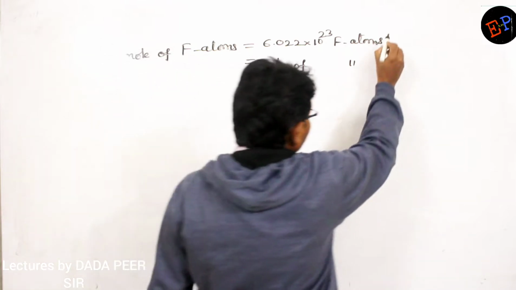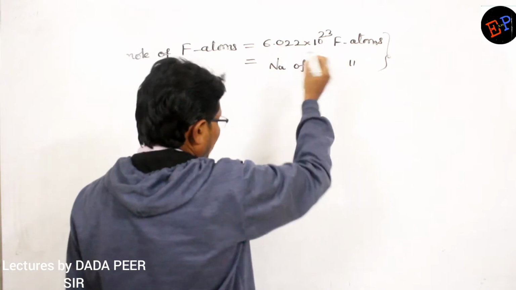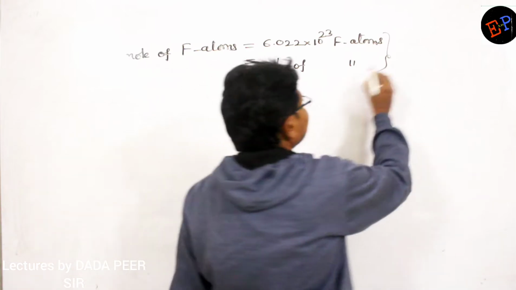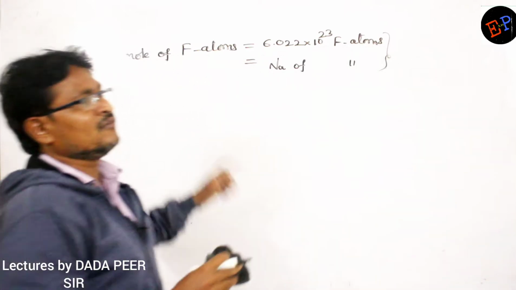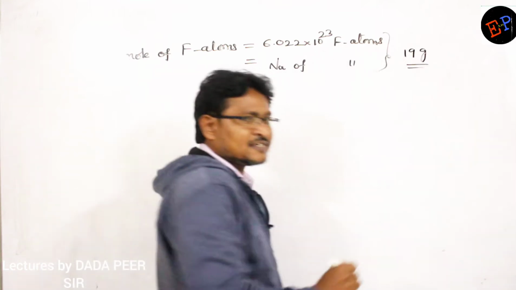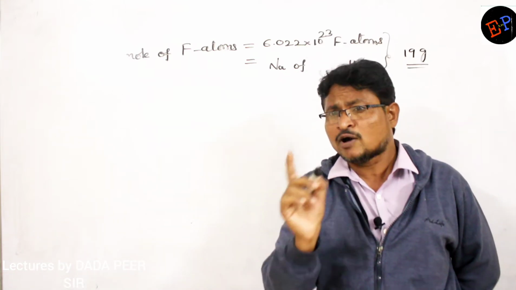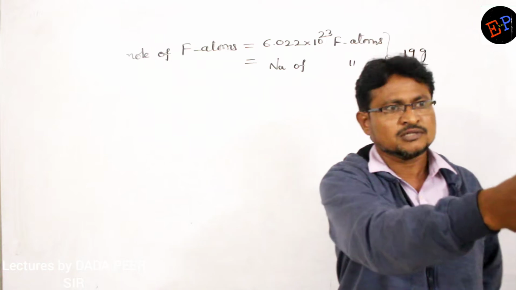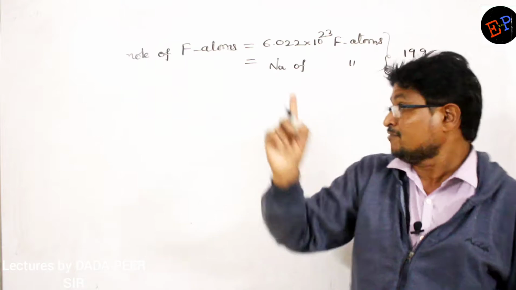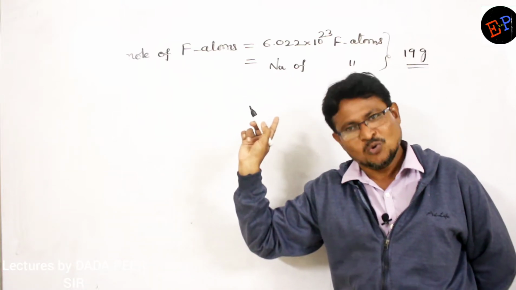So the mass of this many fluorine atoms, 1 mole of fluorine atoms, is equal to how many grams? Actually 19. This many fluorine atoms, 19 grams. Actually, in the previous class I explained what is the mass of 1 mole of hydrogen atoms. The last line: the mass of 1 mole of hydrogen atoms. I gave it as the home task. Isn't it? I gave it as the home task.